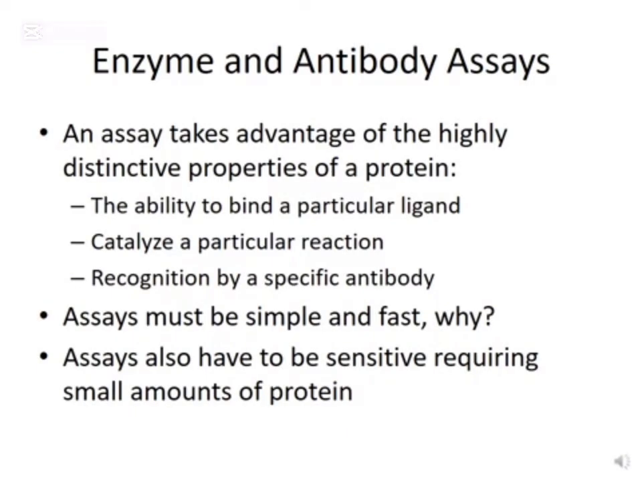In general, biological assays take advantage of the highly distinctive properties of a protein. These properties include its ability to bind a particular ligand, to catalyze a particular reaction, or to be recognized by a specific antibody. And these all three were covered in the previous slide sets. So we know that proteins can bind to a particular ligand, and we can evaluate this binding through measuring its specificity and affinity. We also looked at enzymatic reactions and how they can catalyze a particular reaction. And we also mentioned how specific the bond is between an antibody and its antigens.